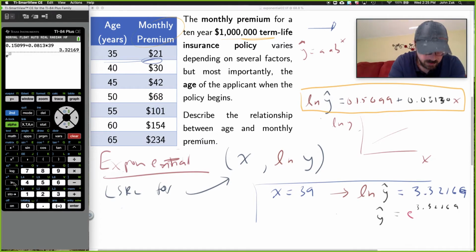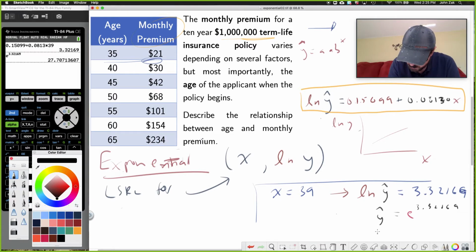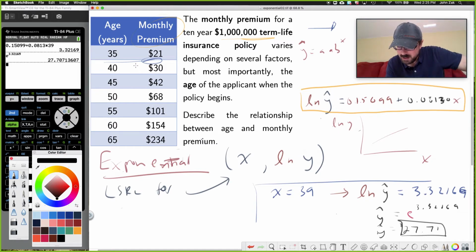In fact, I'm lazy. I don't want to actually write it. If I hit second natural log, e, and I just hit up, I can paste that in, and I get my predicted insurance premium is $27, and I'll round it to the nearest cent, 71 cents. It predicts that my term life insurance $1 million policy would be $27.71 per month. That fits with what I saw. It's some value that was a little bit less than $30, you know, it's still decent. So that's a pretty good guess.